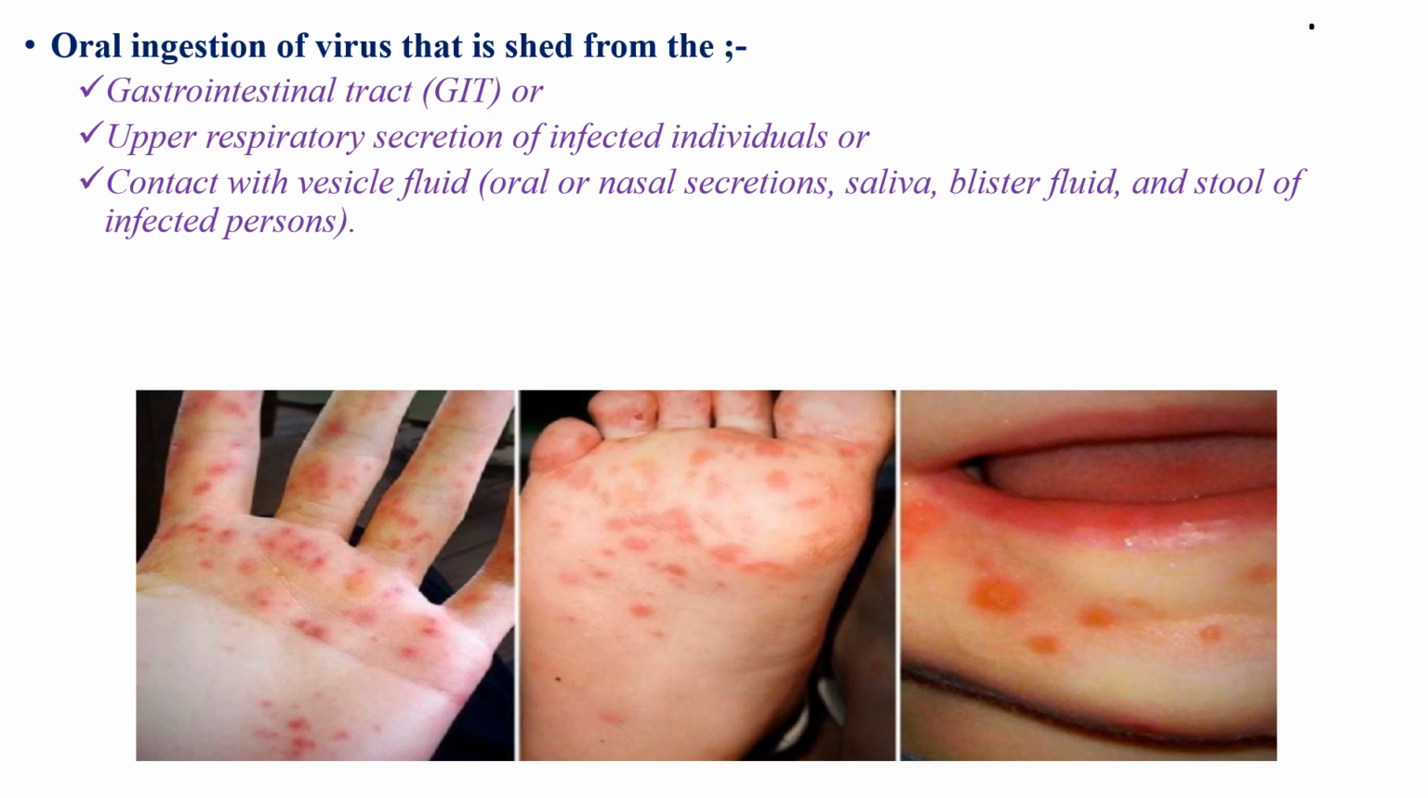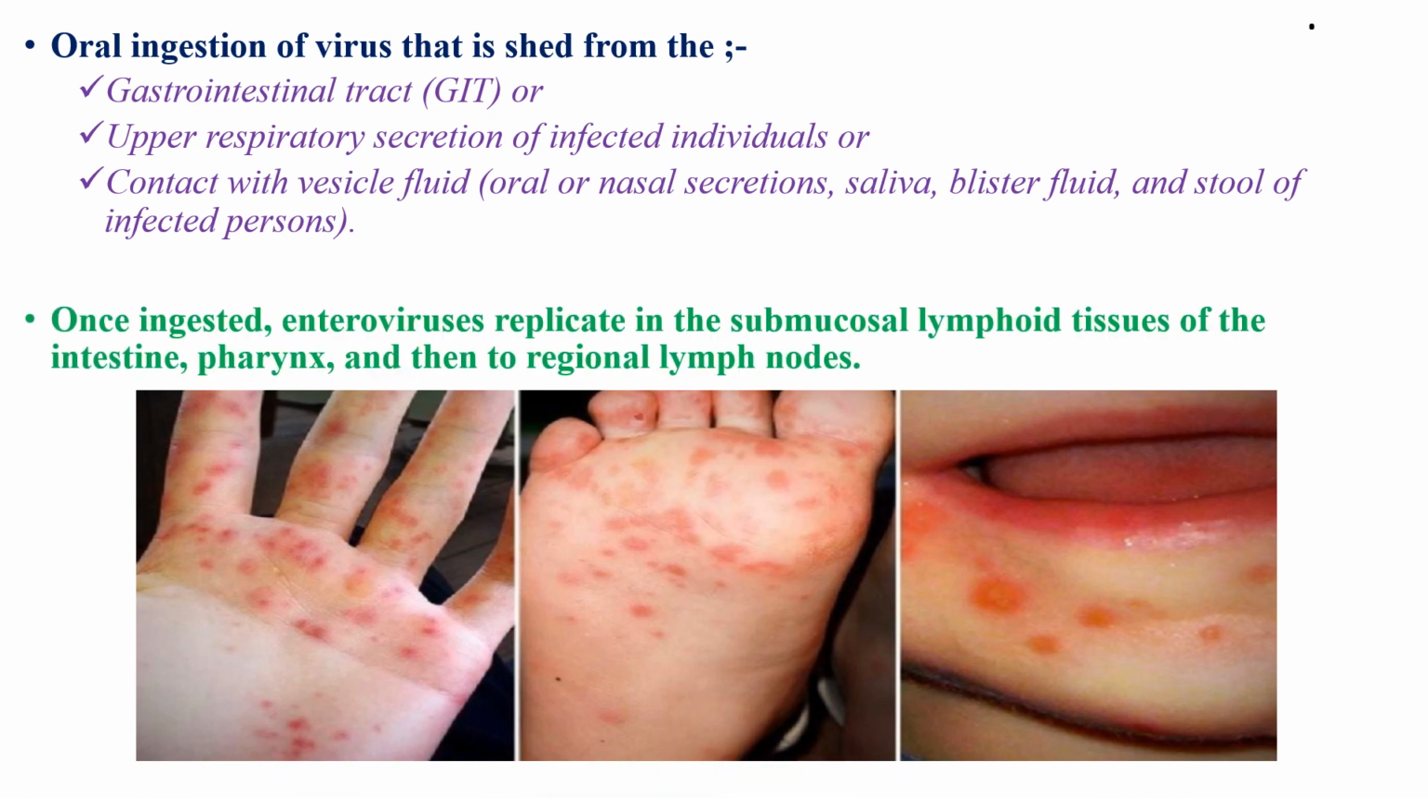Oral ingestion of virus that is shed from the GIT or upper respiratory secretions of infected individuals, or contact with vesicular fluid, causes this disease. Once ingested, enterovirus replicates in the submucosal lymphoid tissue of the intestine and pharynx, and then in the regional lymph nodes.